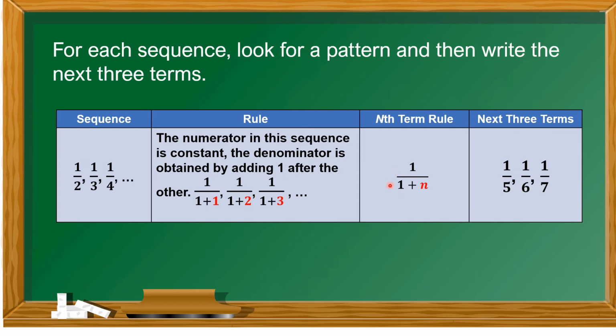We have 1 over 1 plus 4 is equal to 1/5. Another is 1 over 1 plus 5. We are going to have 1/6. And the last term is 1 over 1 plus 6 is equal to 1/7.